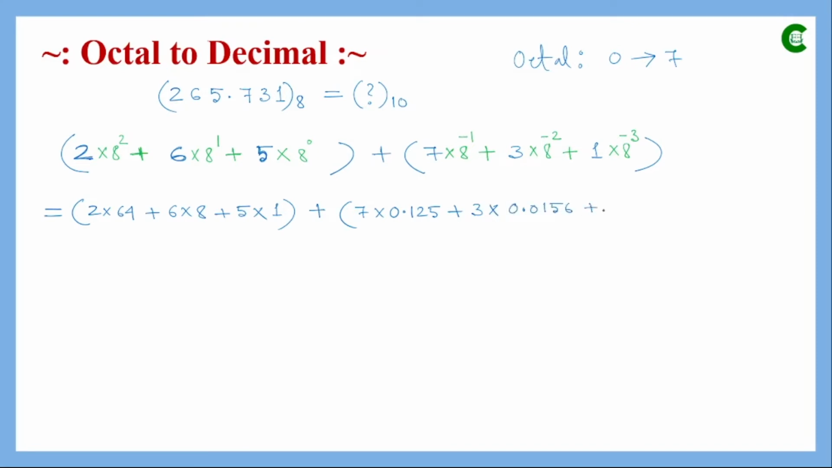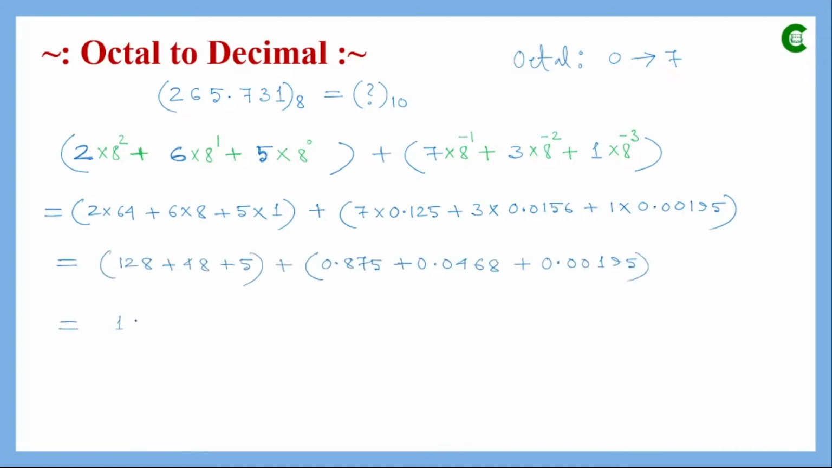0.0156, plus 1 multiplied by its corresponding fractional value, which is 0.00195. Now if we simplify further, it will be 181.92375, and this number is represented in decimal number system, or we can say this is the equivalent number in decimal number system of this number in octal number system.